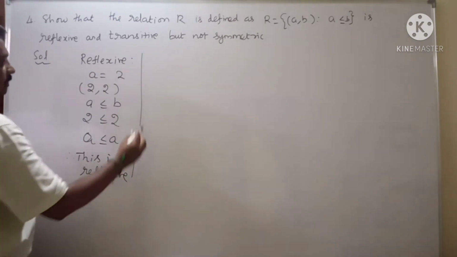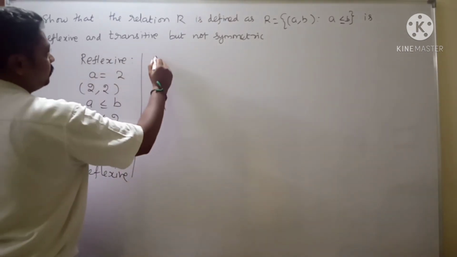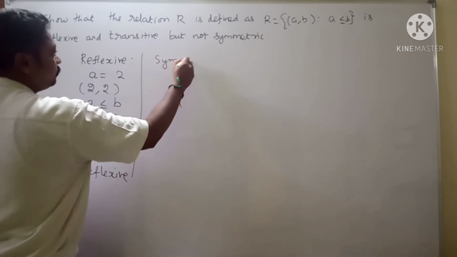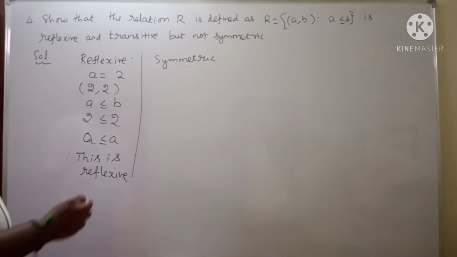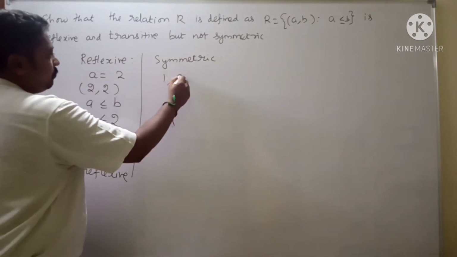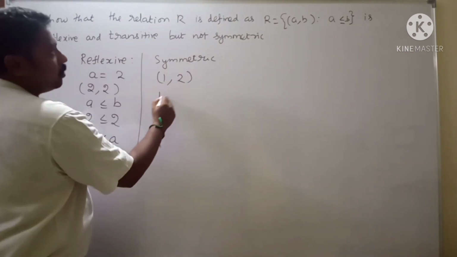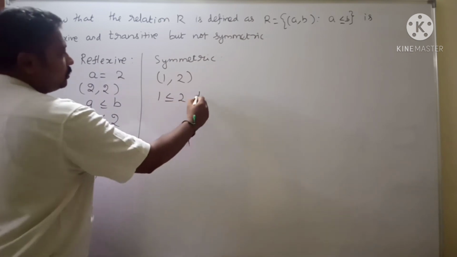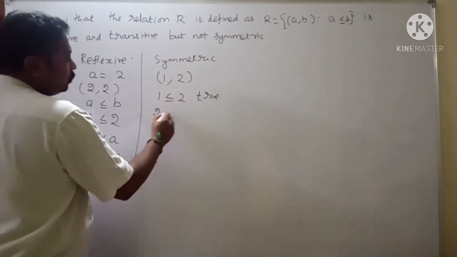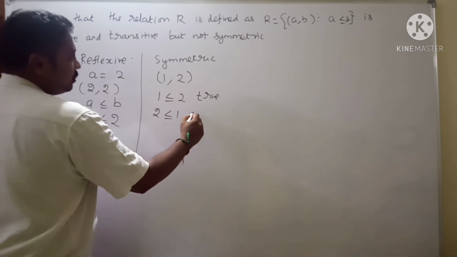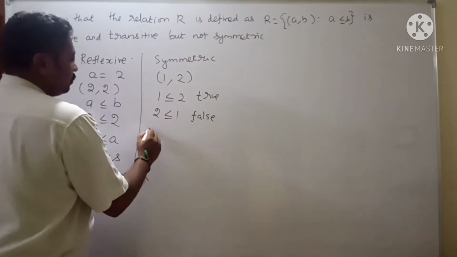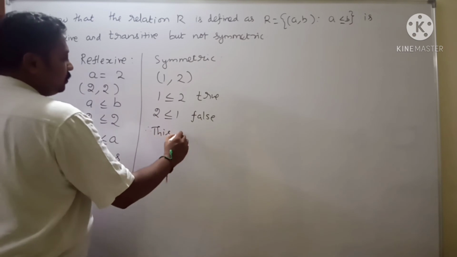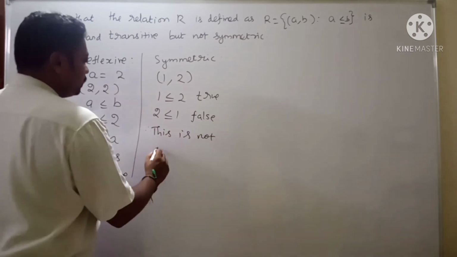Okay, so let's check for the symmetric. For example, we'll take (1, 2). So 1 ≤ 2, this is true. 2 ≤ 1, this is not true, this is false. Therefore, this is not symmetric.